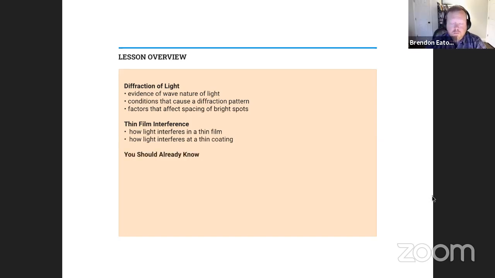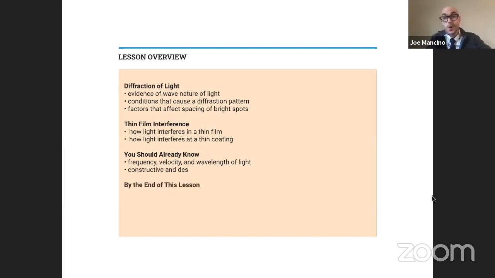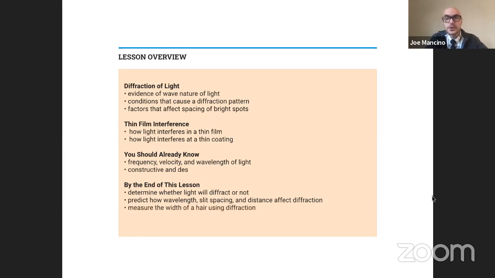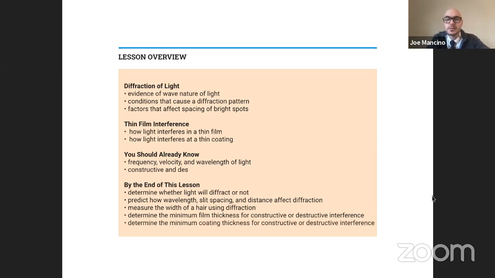And you should already know the terms frequency, velocity, and wavelength and how they interact with each other. And you should also know constructive and destructive interference. So we're hoping that by the end of this lesson, you can determine whether or not light will diffract. You should also be able to predict how the wavelength, the slit spacing, and the distance to a screen affect a diffraction pattern. You should also have a sense of how you might measure something really small using diffraction. Finally, you should know about the minimum film thickness for constructive or destructive interference and also the same properties of a coating.